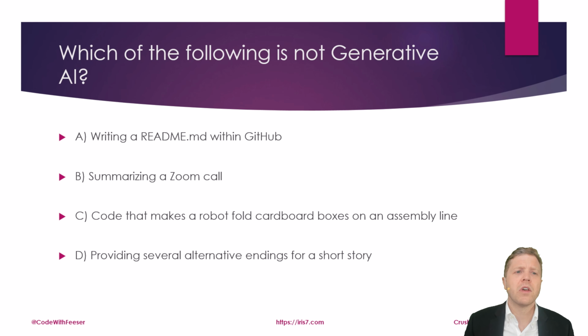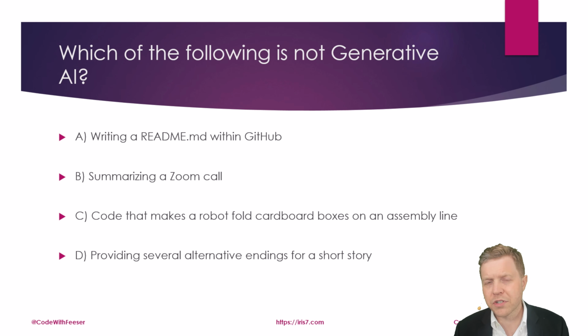Which of the following is not generative AI? A, writing a readme.markdown in GitHub. B, summarizing a Zoom call. C, code that makes a robot fold cardboard boxes in an assembly line. Or D, providing several alternative endings for a short story.